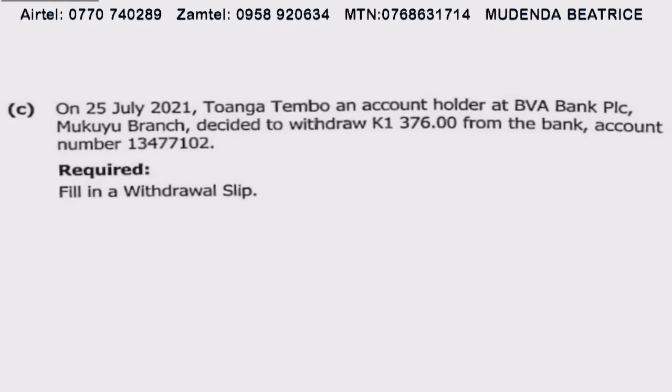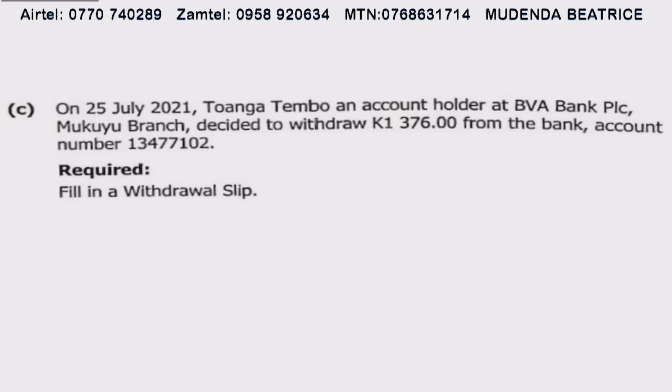Question 3C was as follows. On 25 July 2021, Taonga Tembo, an account holder at BVA Bank PLC, Mukuyu branch, decided to withdraw 1,376 kwacha from the bank account number 13477102. Required, fill in a withdrawal slip.